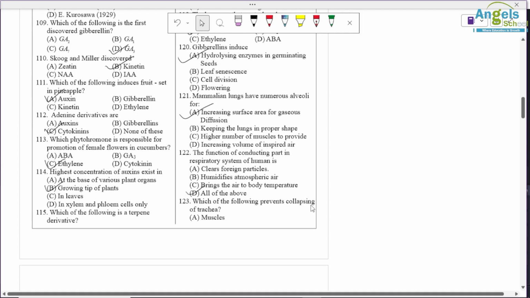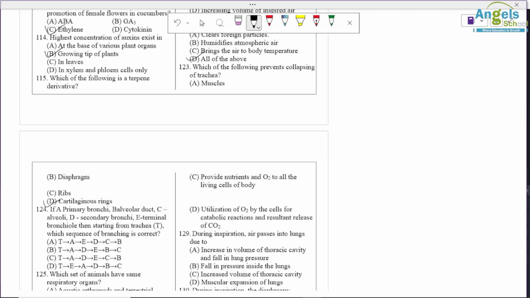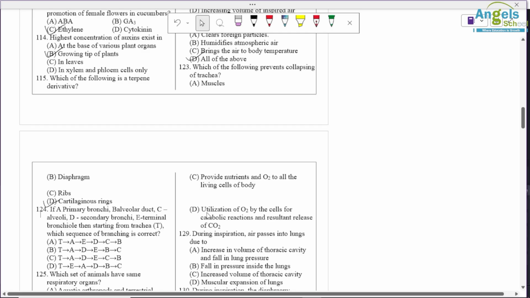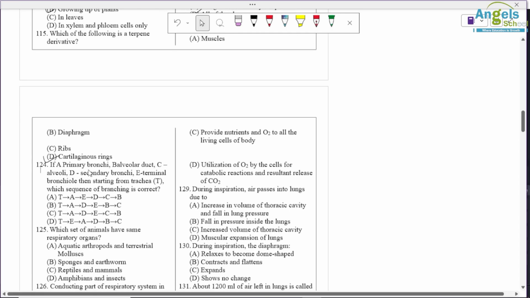Which of the following prevents collapsing of trachea? Okay, so the options are muscle, diaphragm, rib and cartilaginous ring. So cartilaginous ring is the correct option. It prevents the trachea from collapsing. If A is primary bronchi, B is alveolar duct, C is alveoli, D is secondary bronchi, E is terminal bronchi.